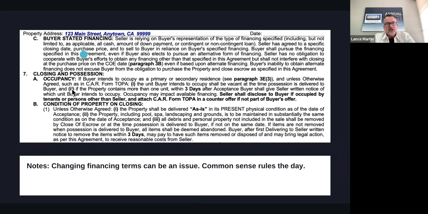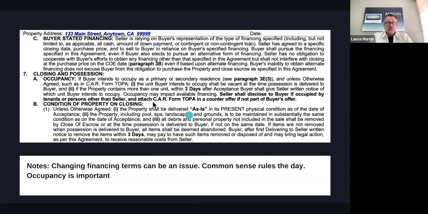Okay, closing and possession. Occupancy. Buyer intends to occupy as a primary or second residence. See paragraph 3E3. It's funny, we just had one of these. I was on a conference call with a client who just acquired a property that we are now managing, and we closed escrow a couple of weeks ago. On this call, this client admitted to me, and I wasn't involved in the purchase or anything like that, that they purchased the property owner occupied, and they apparently had no intention of occupying this property as an owner. That's loan fraud, so that's what we're talking about here.